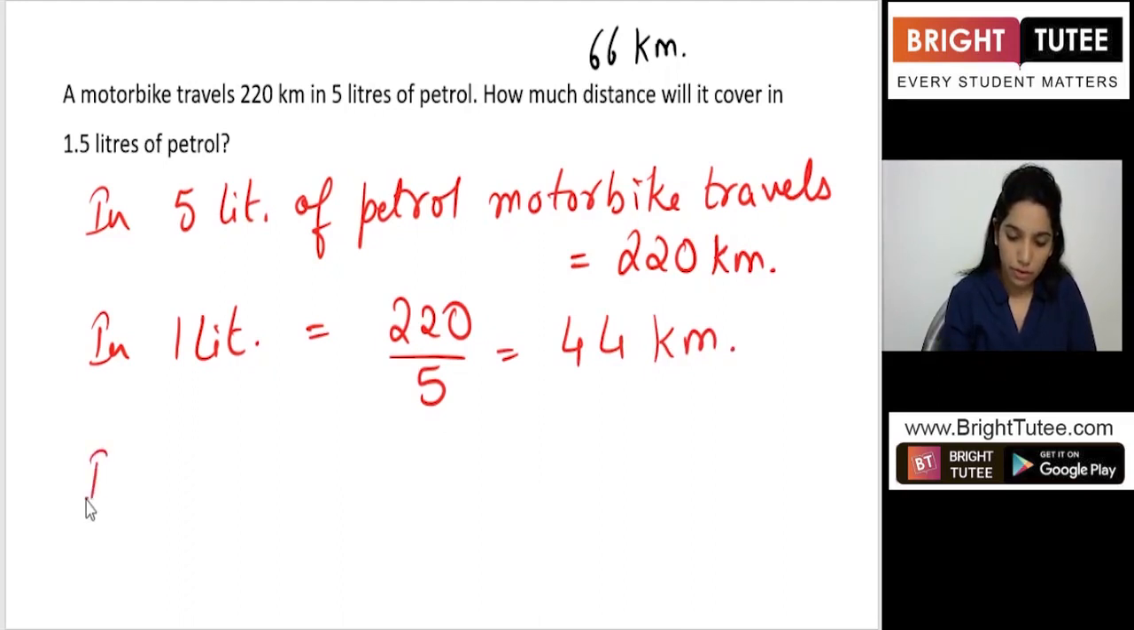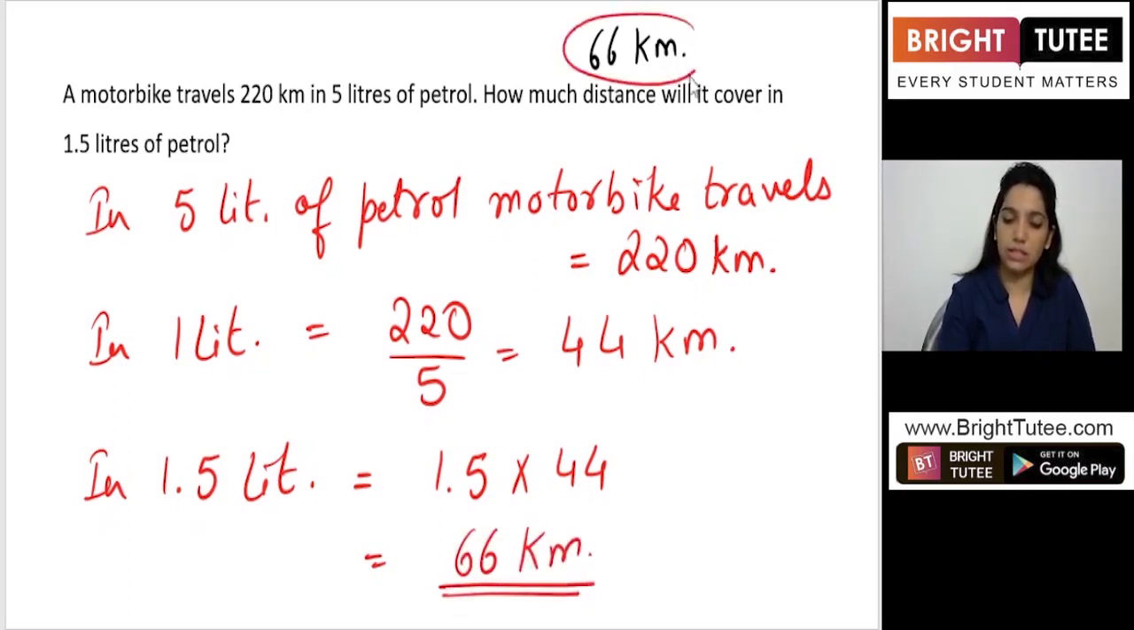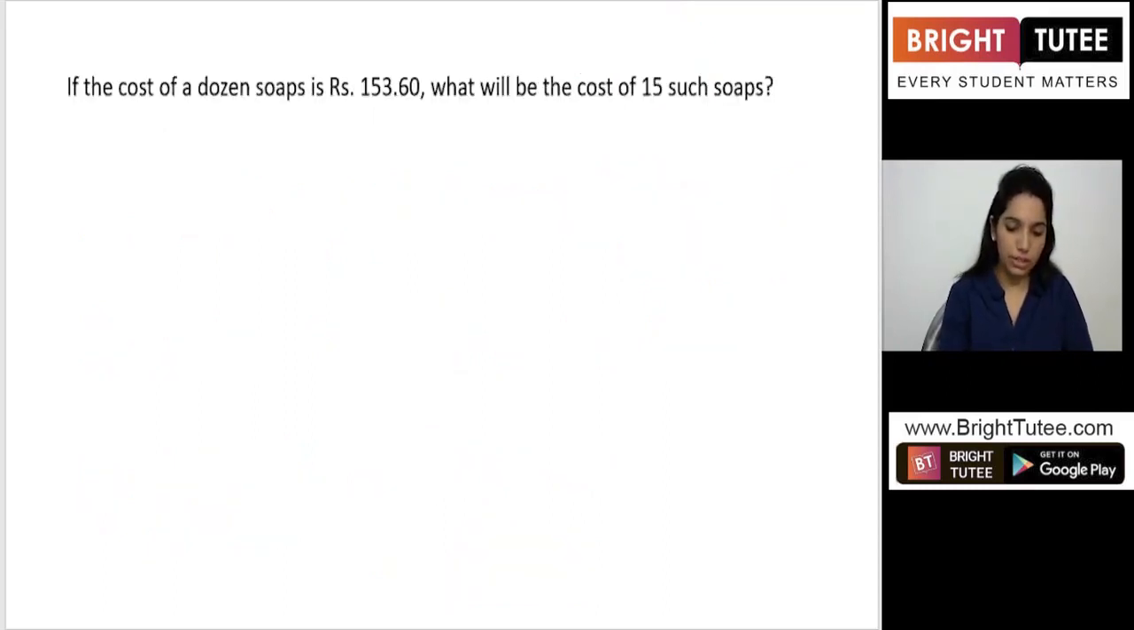So what do we need to find? We need to find in 1.5 liters how much it will travel. So it will be 1.5 multiplied by 44. And if we multiply 44 by 1.5, the answer is 66 kilometers. And you can see this is the same answer that we calculated earlier using the method of ratio and proportion. So I hope this is clear how we use the unitary method. We first find the value for 1 and then we use the method of multiplication to find the value of many.